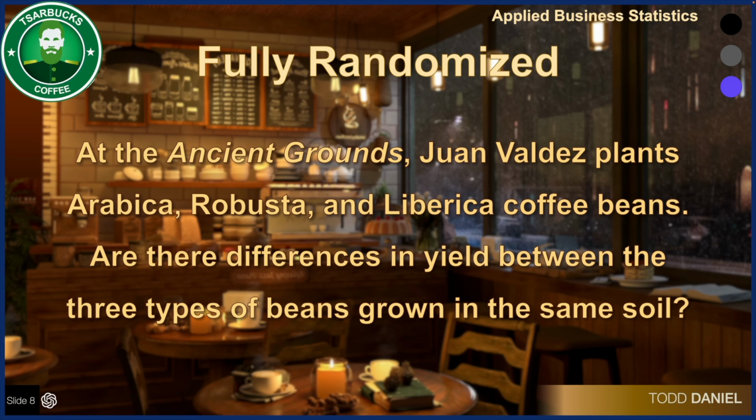At the ancient grounds, Juan Valdez plants Arabica, Robusta, and Liberica coffee beans. Are there differences in yield between the 3 types of beans grown in the same soil?